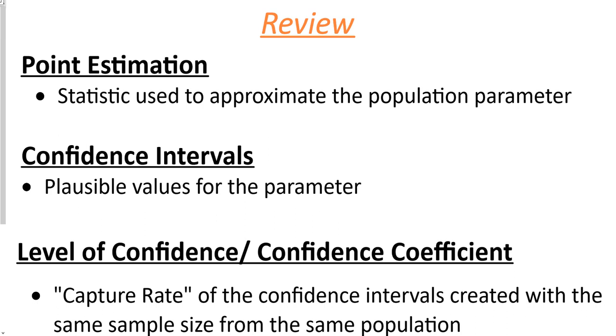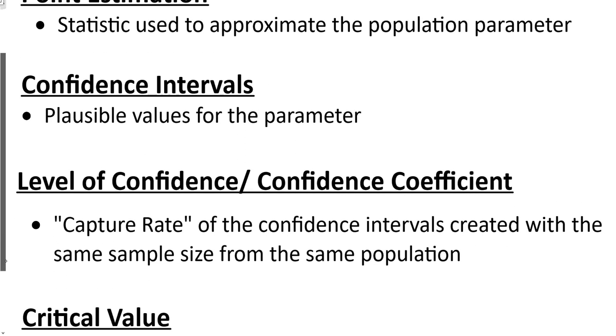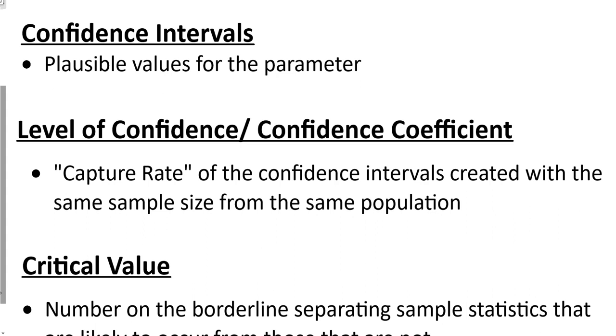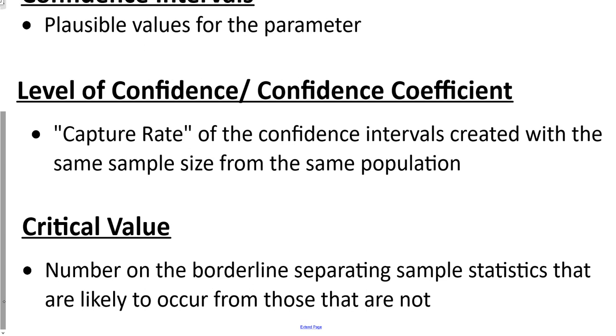Level of confidence, or our confidence coefficient, is the capture rate of the confidence intervals created with the same sample size from the same population. Okay, that is our rate. And finally, the critical value, that is our Z star value that we use. And our Z star we're going to continue to use.